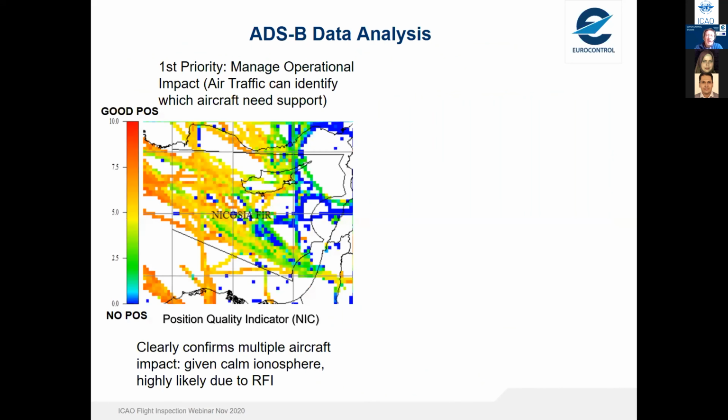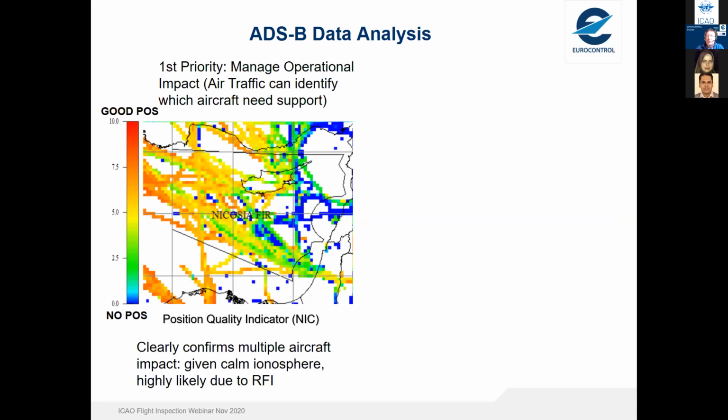From that, you can add up all the quality indicators of the ADS-B, and really the first priority of what you want to do with that information is to manage the impact on the operational traffic. So ADS-B reports give air traffic control a bit of a picture of what is really going on.